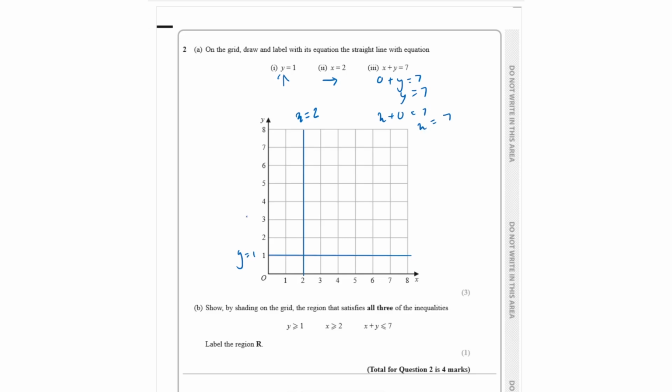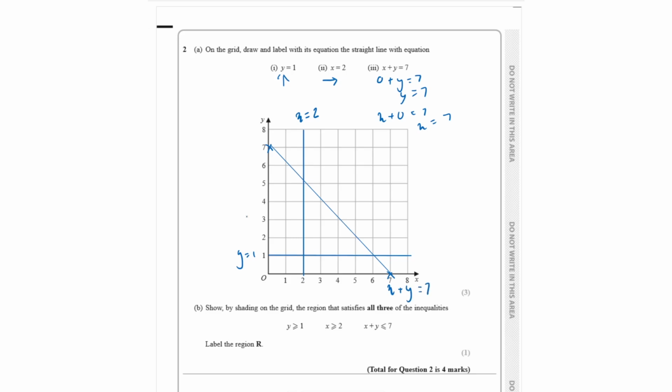What does that mean? So, when x is equal to 0, y is equal to 7. We can mark that here. When y is equal to 0 and x is equal to 7, we mark that here. And we simply just connect the lines. x plus y is equal to 7.